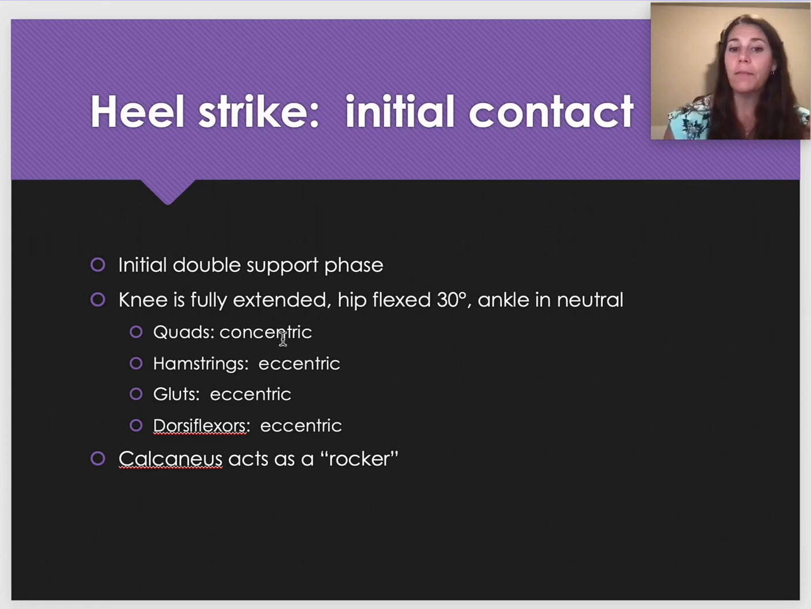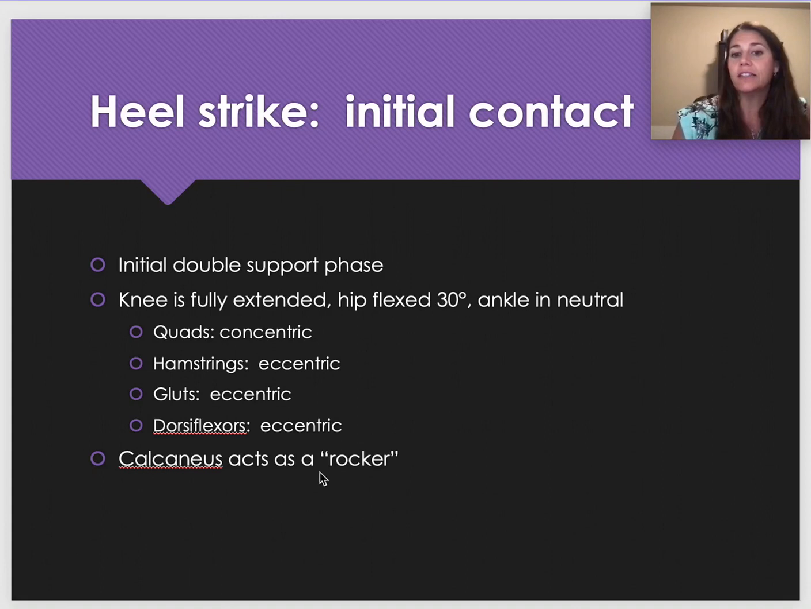Glutes, they're on the back side, so we're eccentrically contracting. Dorsiflexors, these are on the anterior part of your lower leg. Eccentric again. Now it seems weird that that's the case, but remember, we're not trying to keep our foot all the way up like that. They're kind of holding it in place.